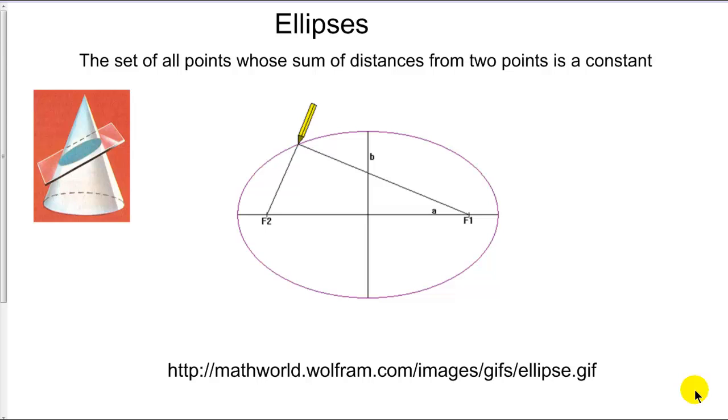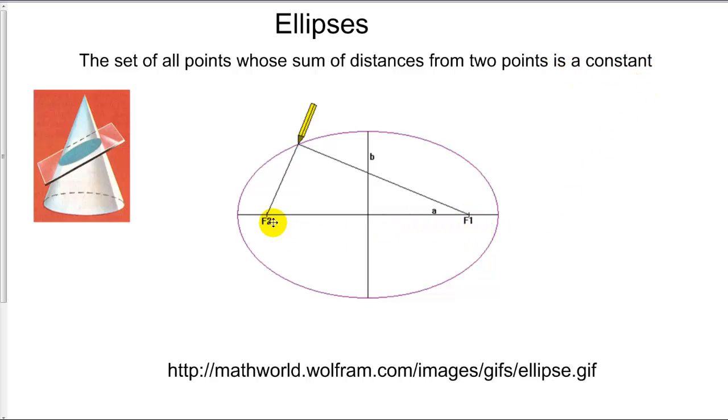We move on from parabolas to talk about ellipses. Now, an ellipse is basically a slanted cross-section of a cone, as you can see in this picture over to the left. And the accurate definition for an ellipse is the set of all points whose sum of distances from 2 points is a constant.